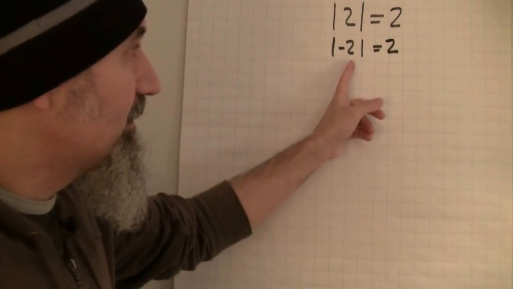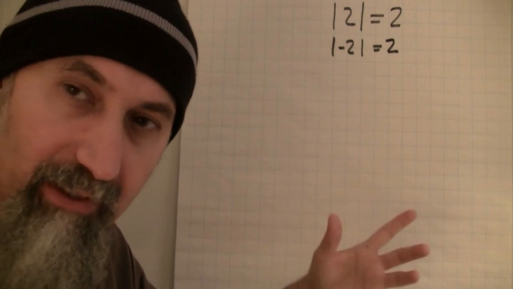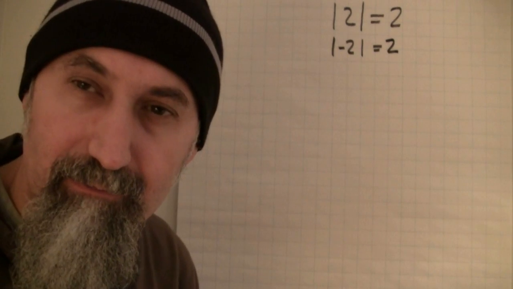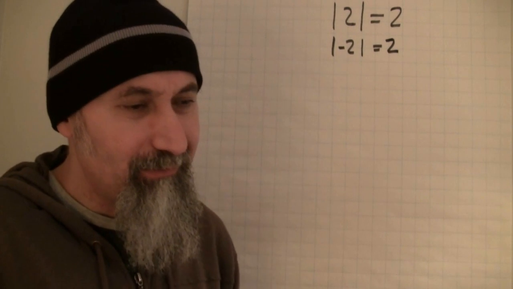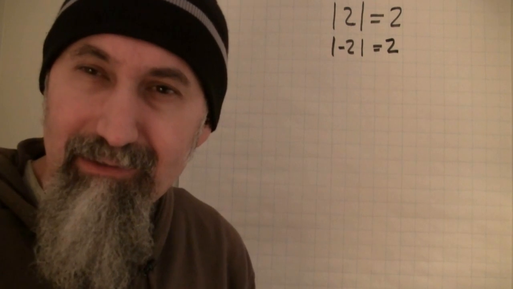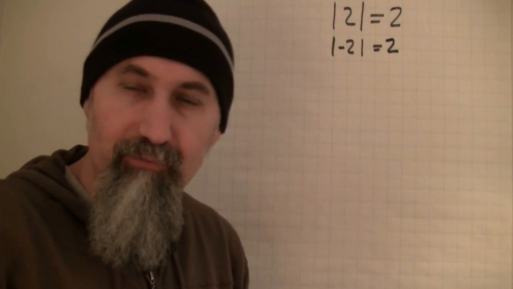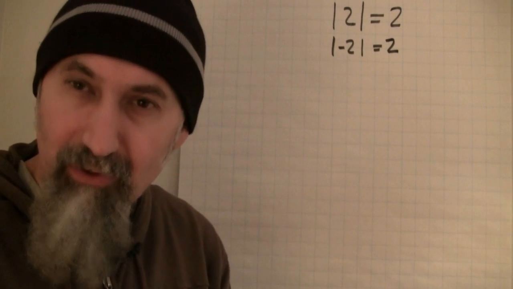So irrelevant of what's on the inside, positive or negative, as soon as you take the absolute value of it, it becomes positive. Simple concept. Some people refer to this as distance. If you're just measuring distance, it doesn't make a difference if you're going backwards or forwards. It's how far you were from where you started.